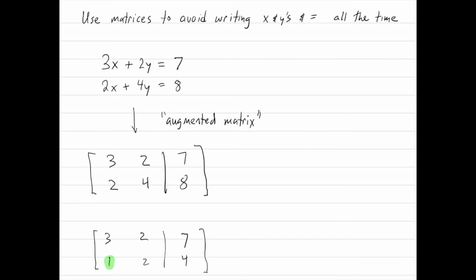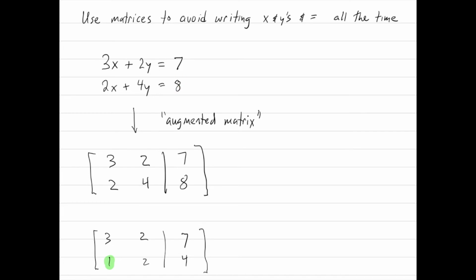So this first column here is the coefficients of the x's. This is 3 times x, 2 times x, so there's 3 and 2. And the column here is the coefficients of the y. This vertical line, which I'll sometimes forget to write, represents or stands for the equal sign.